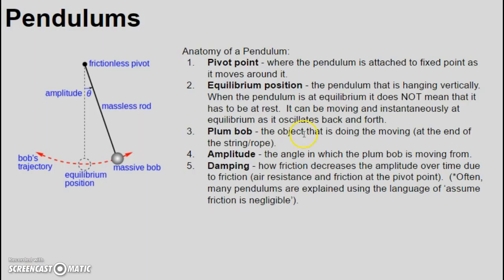The plumb bob, that's the object that's doing the moving. That's at the end of the string or the rope. That's the object on here. Amplitude, that's the angle at which the plumb bob is moving from. It's noted as this, right? So we can change the amplitude as well. And damping. Damping is how friction decreases the amplitude over time. And this can be both air resistance and friction at the pivot point. More often than not, it's friction at the pivot point. Often, many pendulums are explained using the language of assume friction is negligible. So we would say that that would be frictionless.